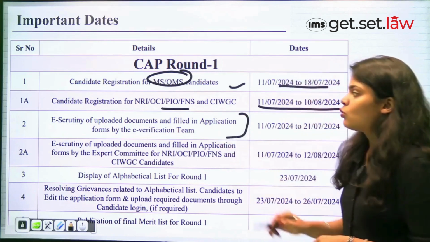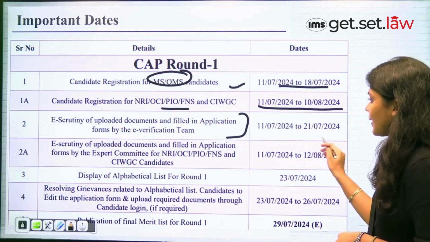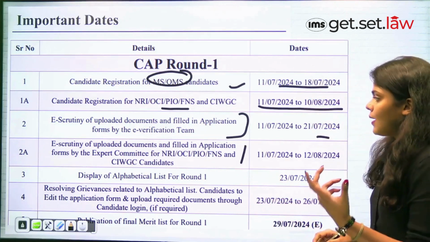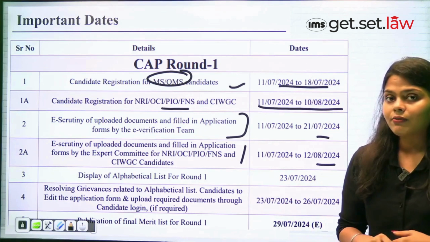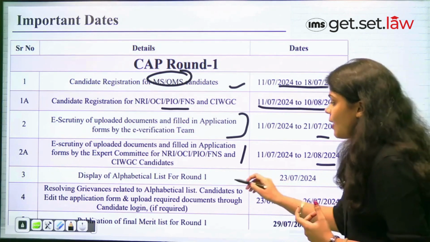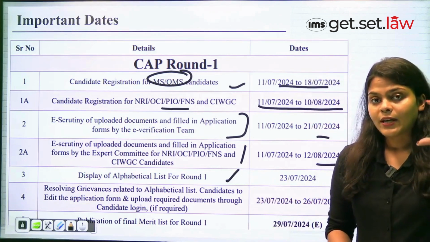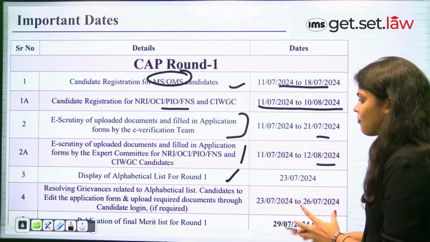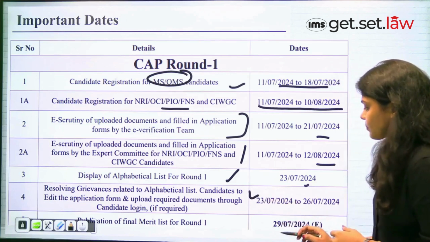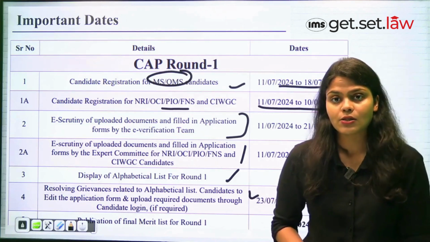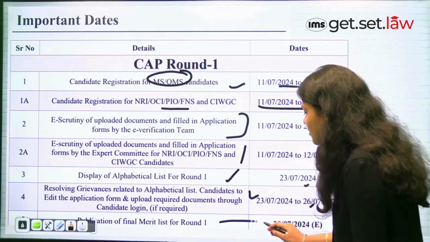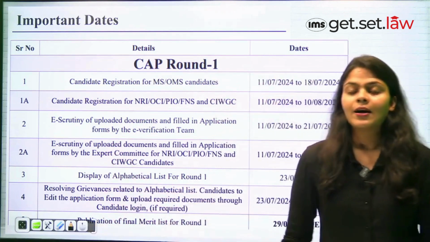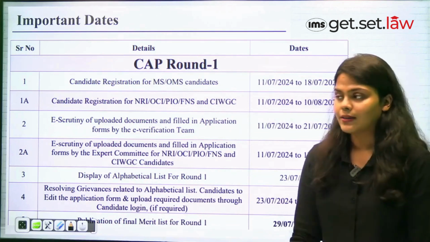Thereafter, the e-scrutiny or verification of your form will happen. The timeline for the same is 21st of July, last end date. For those belonging to NRI, OCI category, the scrutiny will continue till 12th of August. The first list will be displayed. This is not the merit list. This list will be based on the alphabetical order for you to verify your information. Accordingly, you can raise your grievance till 26th of July. Thereafter, the first merit list will be published on 29th of July. So this is the tentative timeline or the calendar that is released by the CET cell.